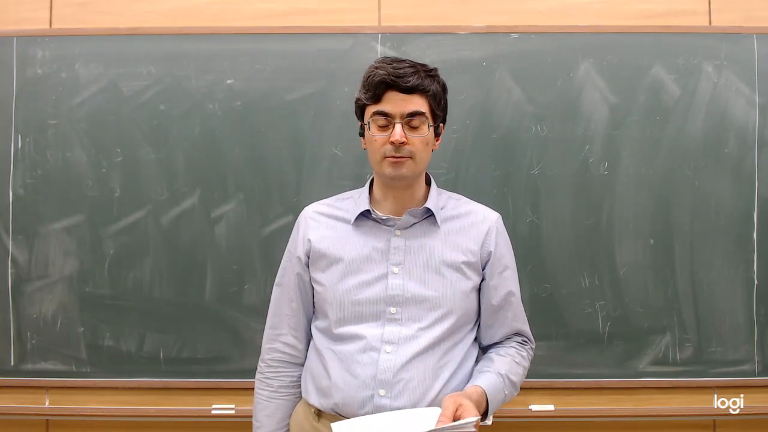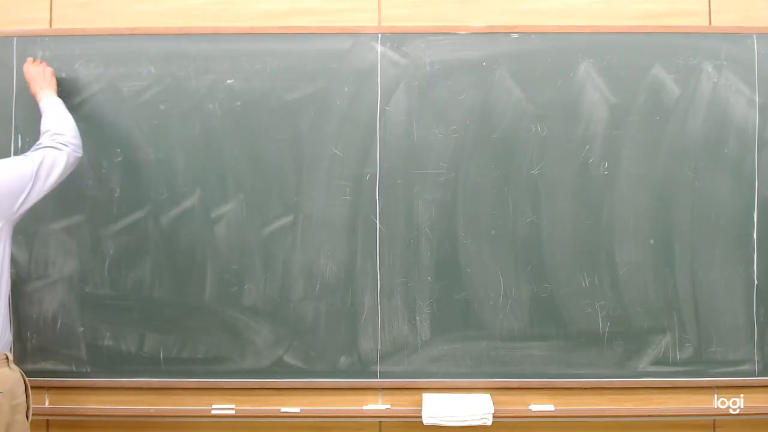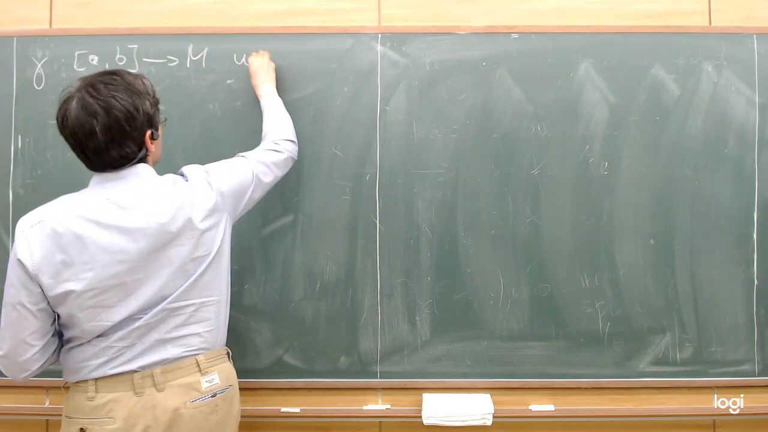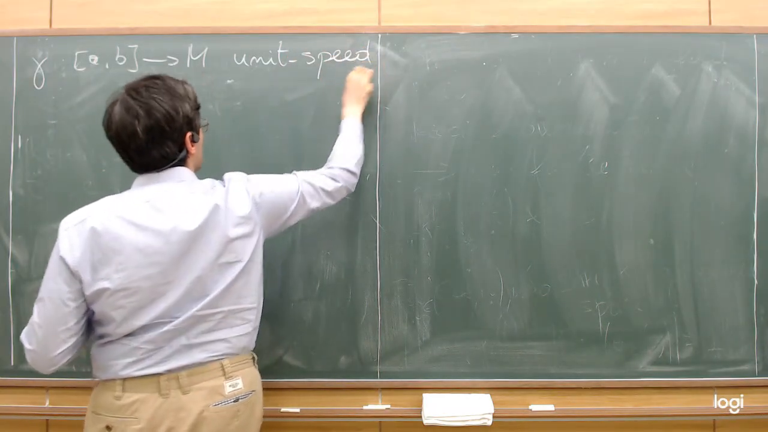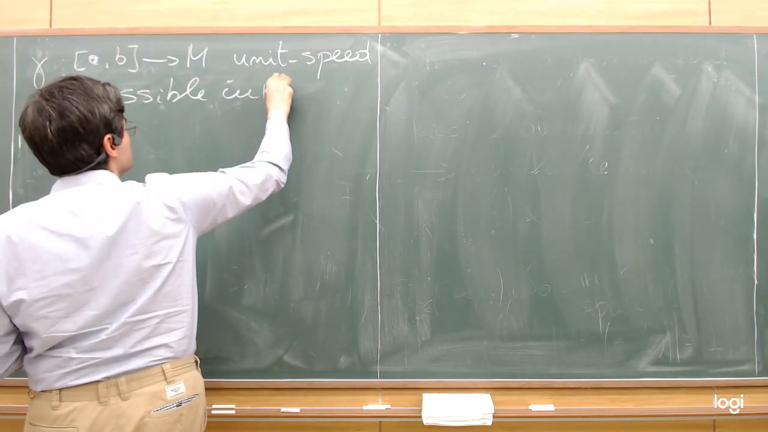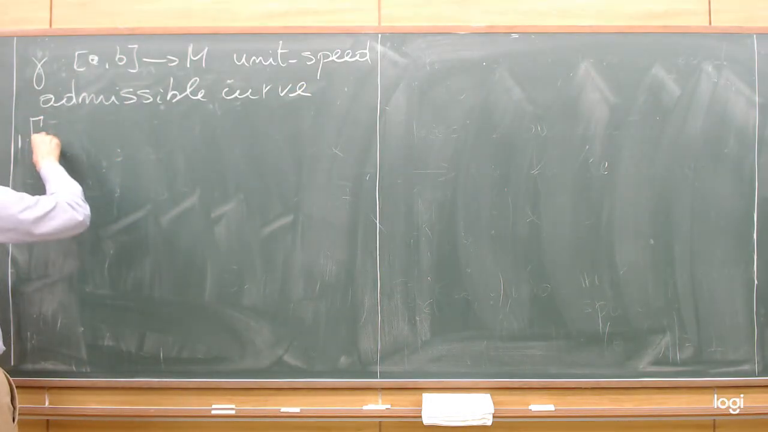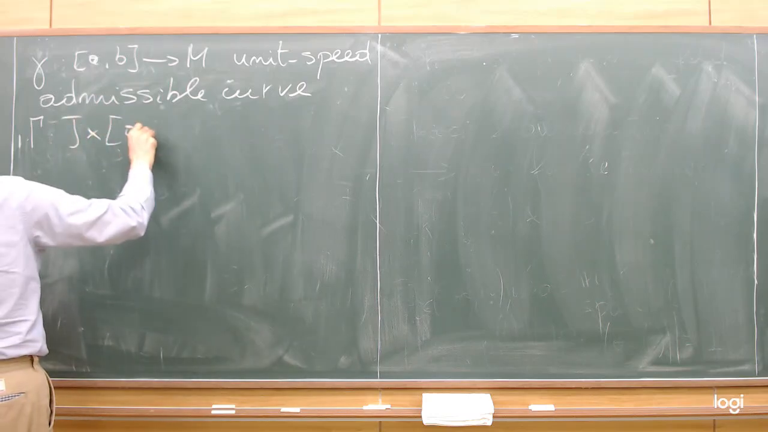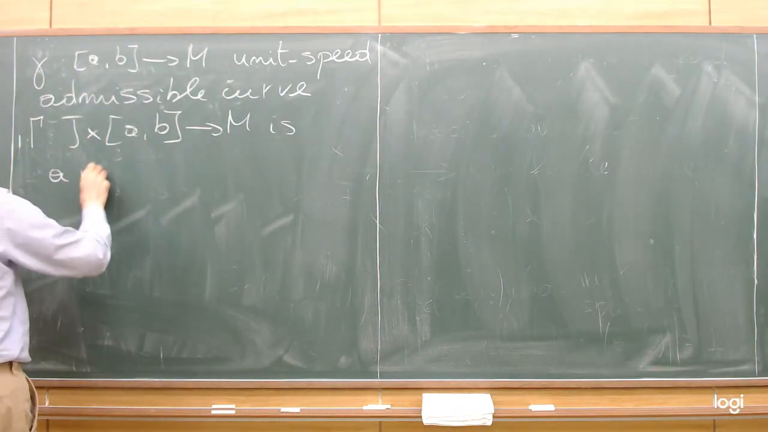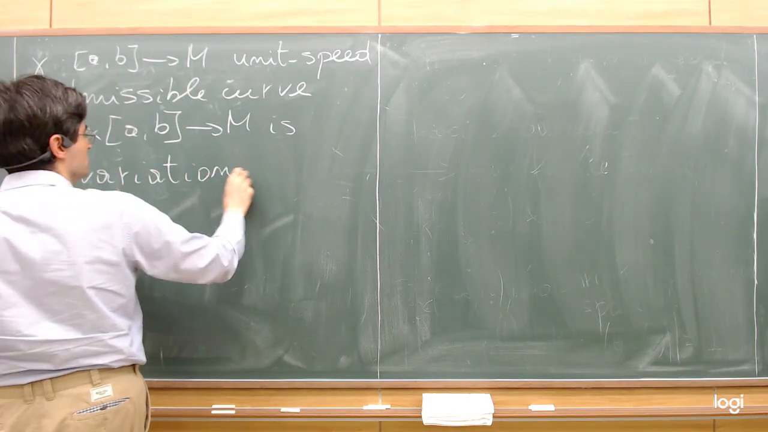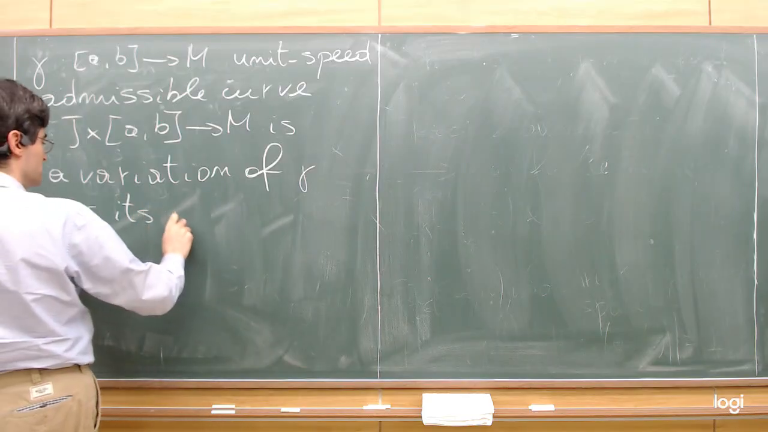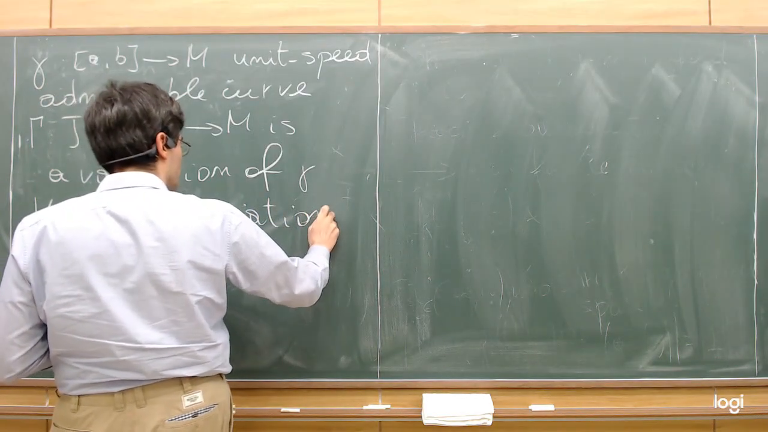During the last lecture, we proved the first variation formula, which says that if gamma is a unit speed admissible curve, capital gamma is a variation of gamma, and V is its variation field.